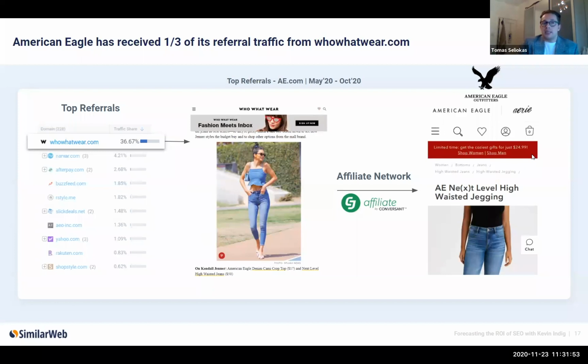So then if you want to do the same, you contact the affiliate network or this website to make a partnership. And it's very actionable, and again, really, really fast.